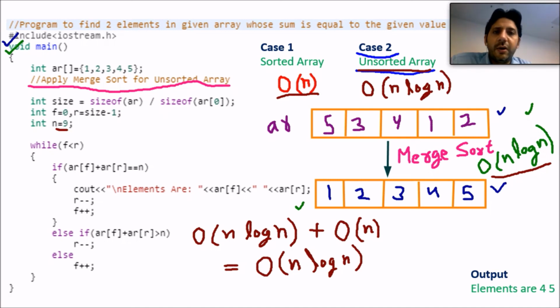So now we can conclude that this problem can be solved in two cases. Case one says if a sorted array is present, then we can solve this in big O of n time. And case 2 says that if unsorted elements are there, then we can sort first by applying merge sort, then again apply the same algorithm. So this will take big O of n log n complexity. So here we can say that we can solve this problem in linear time complexity if the array is sorted, and in n log n complexity if it is unsorted.